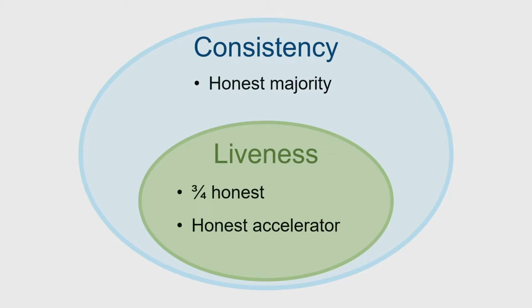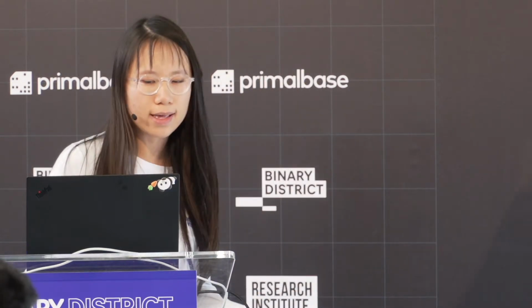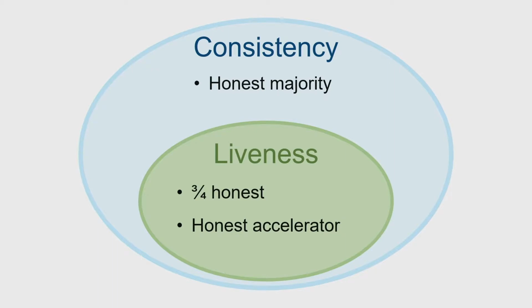If we have less than 3/4 of nodes that are honest, or the accelerator might be down or might be corrupt, we might lose liveness because the honest nodes can never collect enough votes, and they can never confirm the next transaction, and the execution of the protocol gets stuck. So the challenge here is how to achieve liveness.